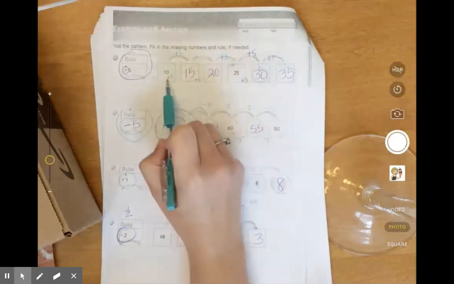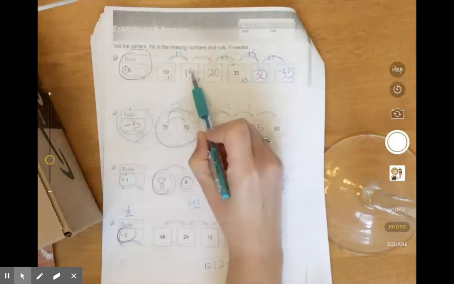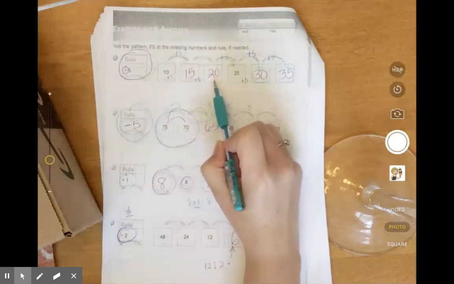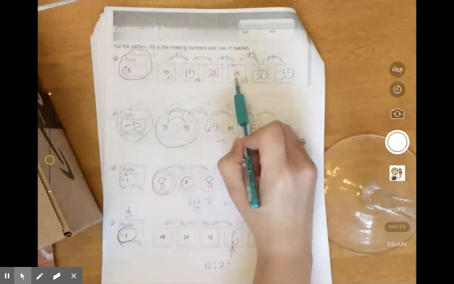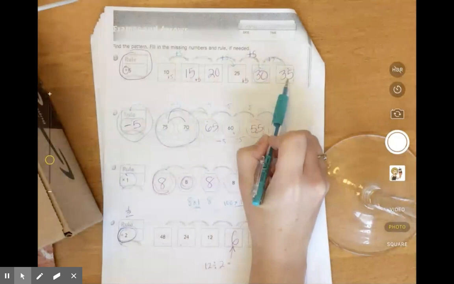So we started with 10, plus 5 is 15. 15 plus 5 is 20. 20 plus 5 is 25. 25 plus 5 is 30. 30 plus 5 is 35.